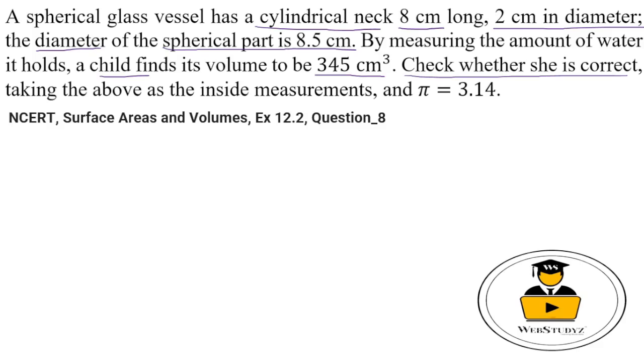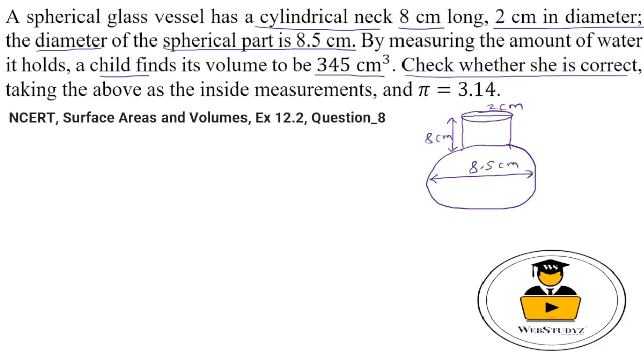So we are given a spherical glass vessel, and the neck of the spherical glass vessel is cylindrical. So we can say that this will be our spherical glass vessel, and we are given that the diameter of the neck is 2 centimeter and the height of the cylinder is 8 centimeter. We are given the diameter of the spherical part as 8.5 centimeter.